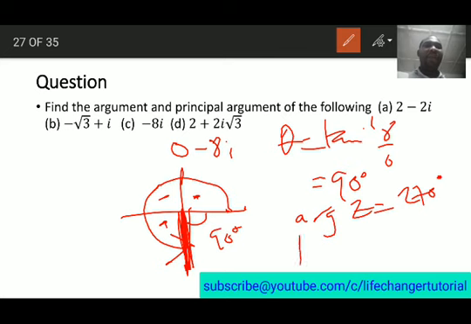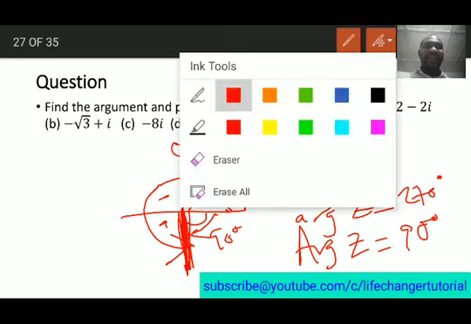Now, for the principal argument, I can't take 270, it is beyond minus 180 and 180, so I count clockwise rather, and that clockwise direction is just 90 degrees. So that's my answer. Whether I take 270 or I take 90, it's correct. Okay, I want to believe that those examples are enough.